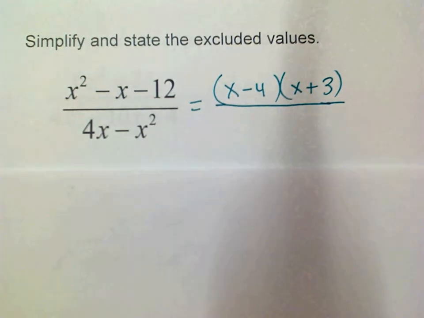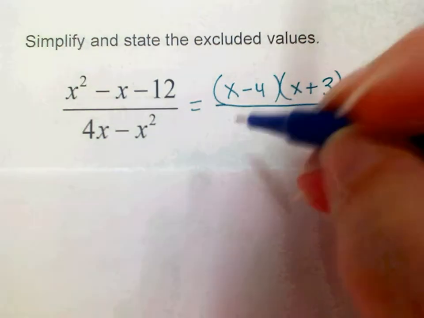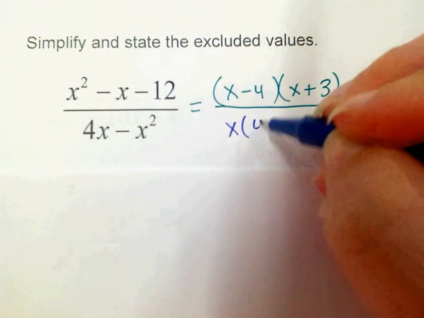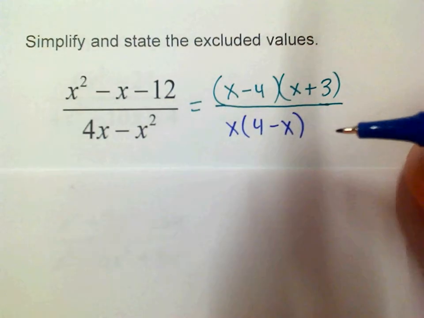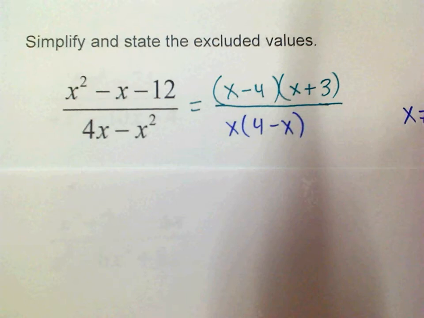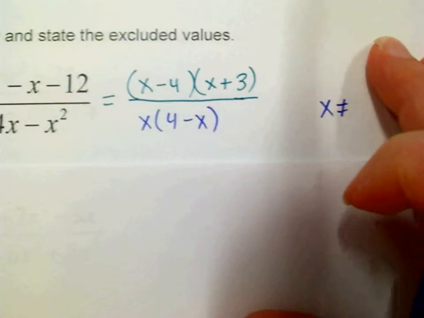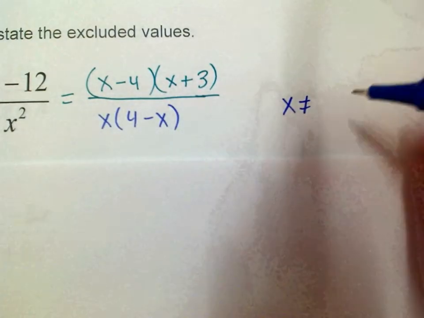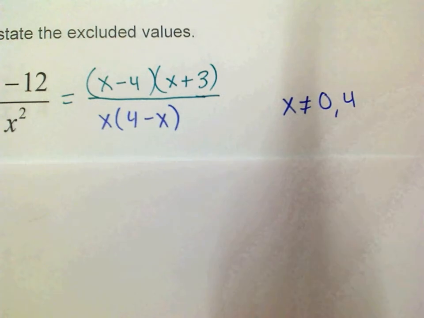All right, what about the denominator? What can you factor out? And you're left with 4 minus x. Okay. Can we state the excluded values? Yes, ma'am. x cannot equal 0, or positive 4, because 4 minus 4 would give me 0.